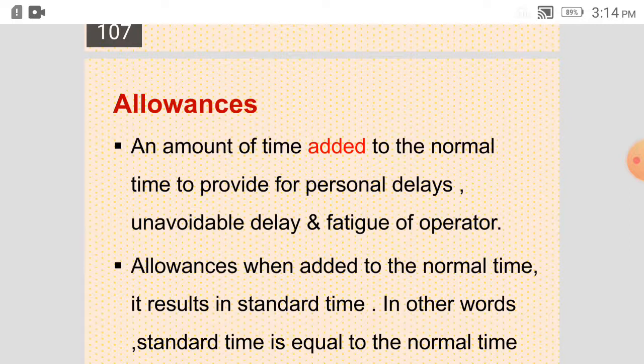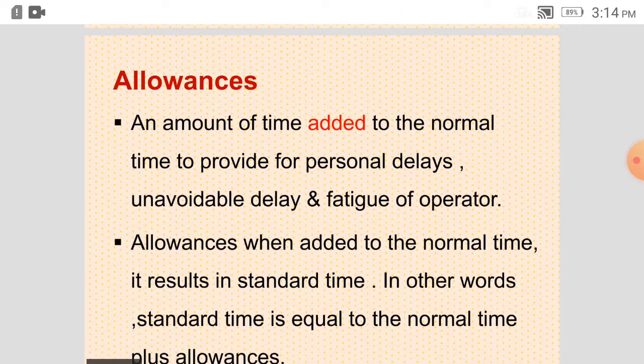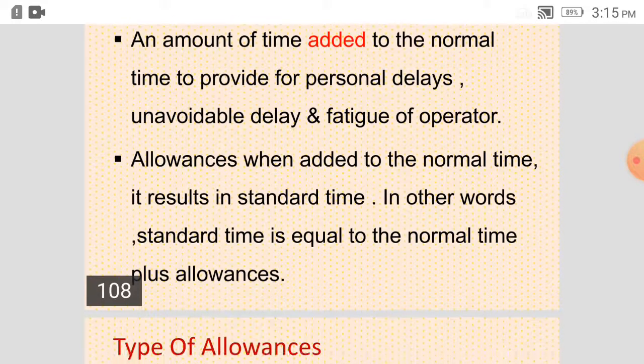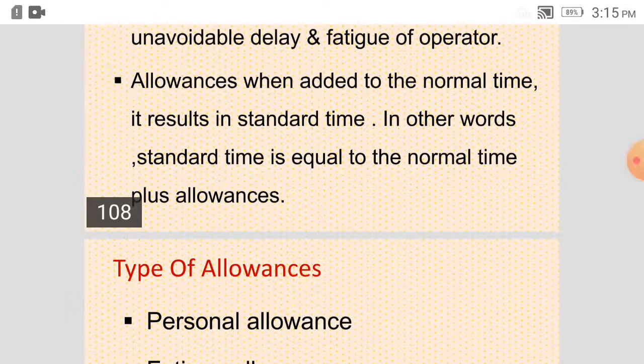Now these things obviously come when we are doing a job continuously for 8 hours, for a day-long shift, and all the time we cannot be so attentive or so efficient. So the human body is entitled to fatigue, and hence we can say that such types of allowances are to be added. So allowances when added to the normal time result in standard time. In other words, standard time is equal to normal time plus allowances. This we have already seen.